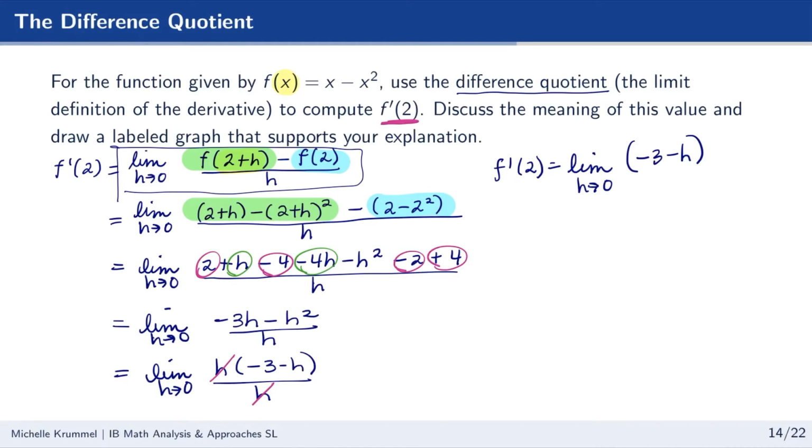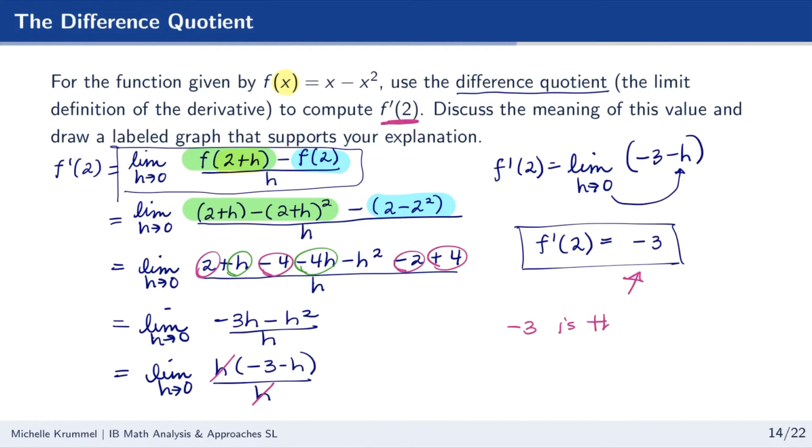But if we substitute 0 in for h in the first step, we're going to get 0 over 0, which is an indeterminate form and tells us nothing. So we had to work through this algebraically until we got to a point where we could eliminate the h in the denominator. And now we can take this limit just by substituting in 0 for the h there. So we get f prime of 2 equals negative 3 minus 0, or just negative 3.